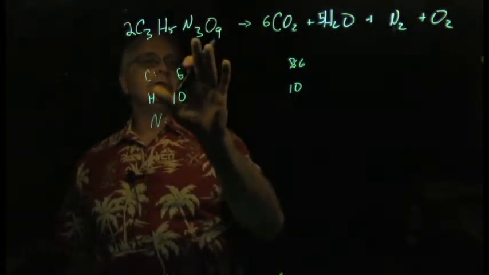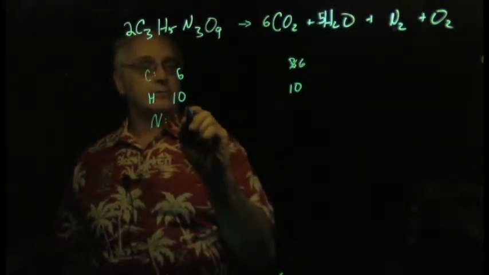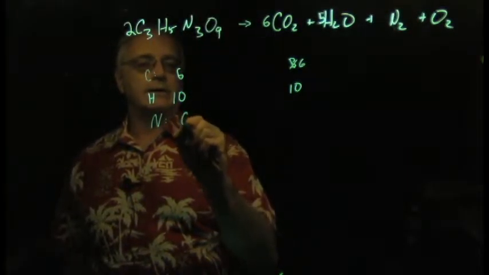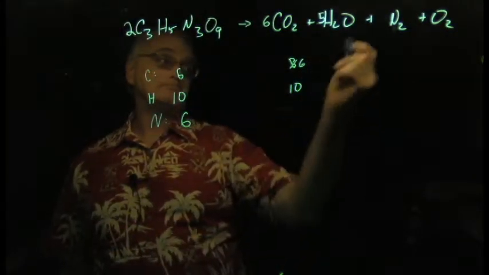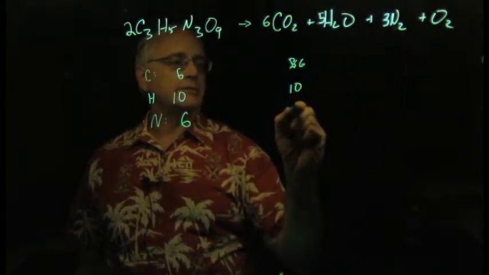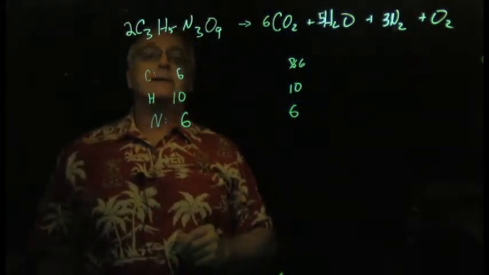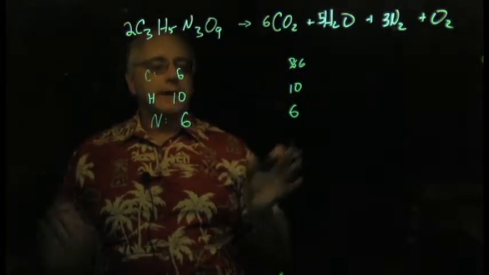Now, the nitrogens, 3 in the molecule. Now I have 2 of those molecules, so I have a total of 6 on this side. I look over here, they come in packages of 2. I'm going to need 3 of these molecules. 3 times 2 gives me 6. And the nitrogens worked out. So carbons are good, hydrogens good, nitrogens are good.